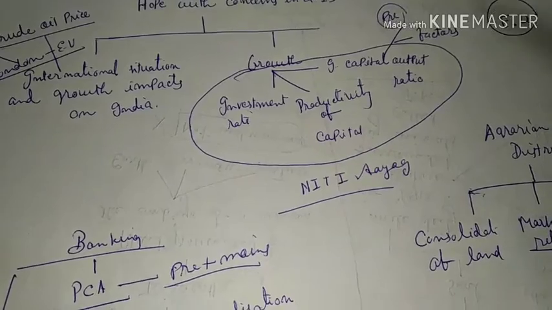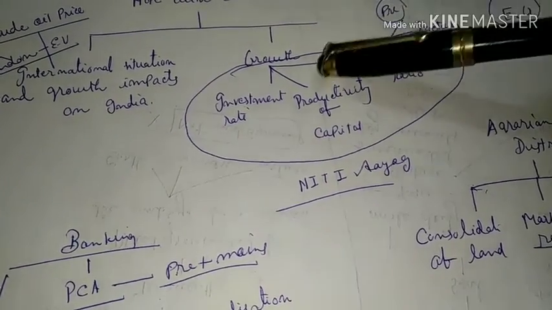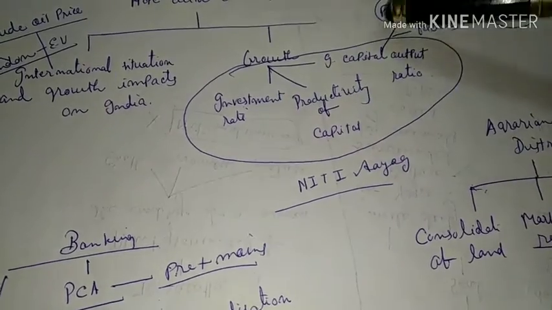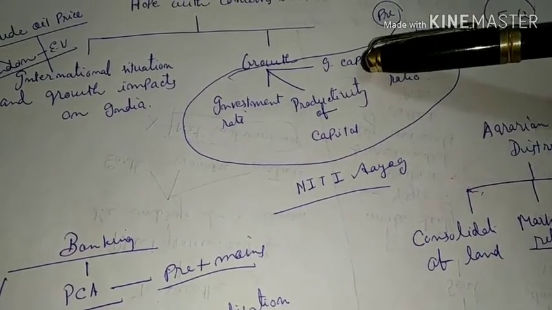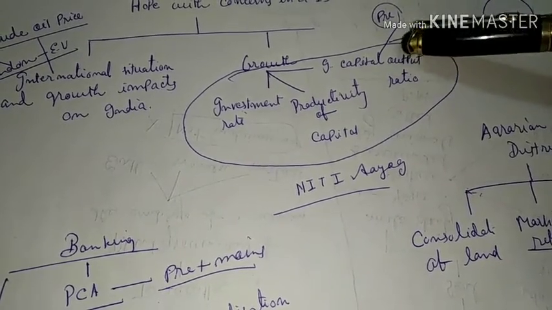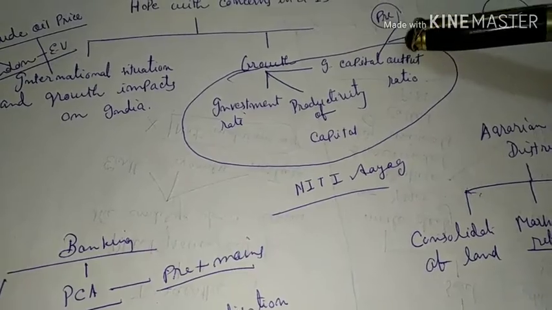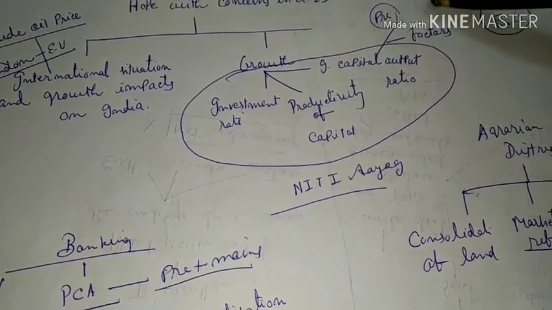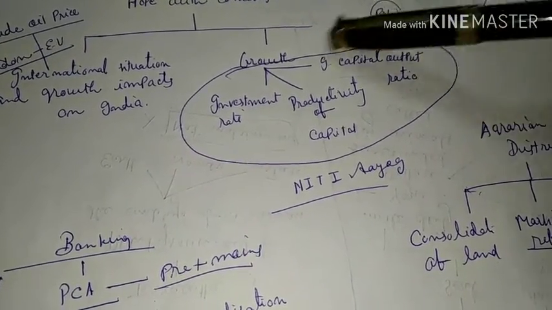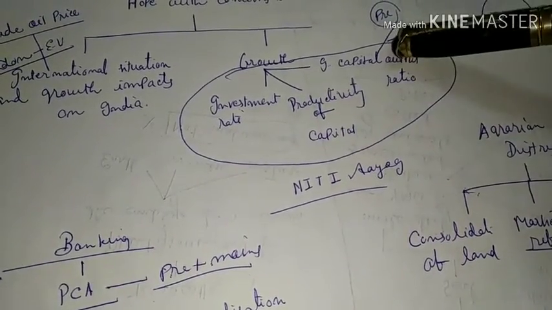After that, it says that the growth of India is dependent on some factors: investment rate, productivity of capital, and incremental capital output ratio. Try to find out what is incremental capital output ratio and what are the factors closely related to it. This is important for pre, and for mains you can prepare all these three factors as a whole.